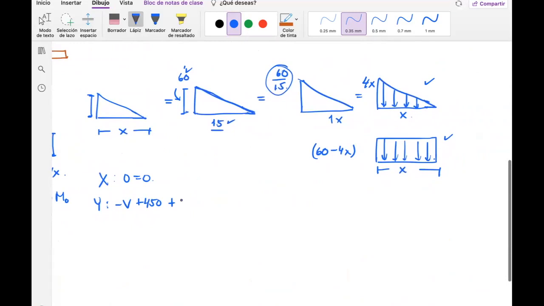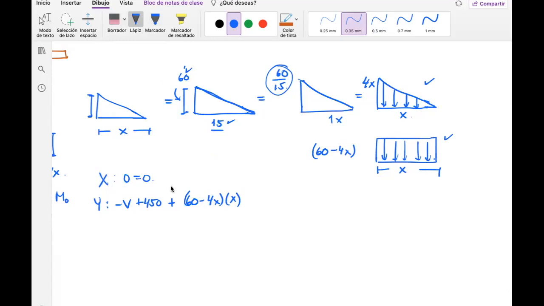So it's going to be plus 60 minus 4x, which is the height, multiplied by the base, and that's the area. So multiply by the base. So that's what I have here. And that is not a big deal.